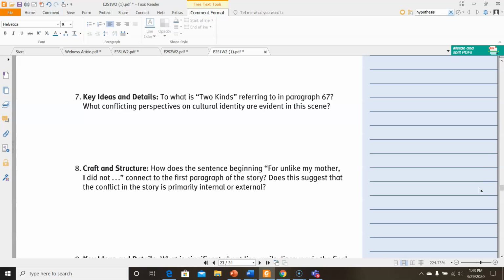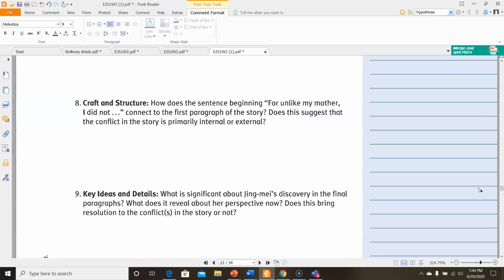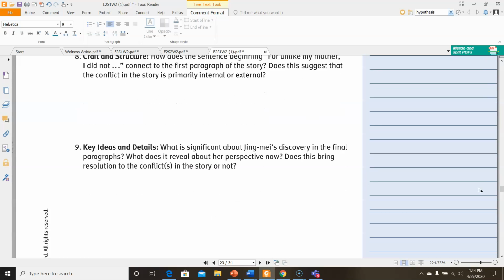For number 8, how does the sentence beginning, for unlike my mother, I did not, connect to the first paragraph of the story? Does this suggest that the conflict in the story is primarily internal or external? So compare that part to the first part of the story in order to determine how they connect, and also how the conflict, whether it's internal, meaning inside, or external, meaning outside. So is it between two characters or the character and herself?